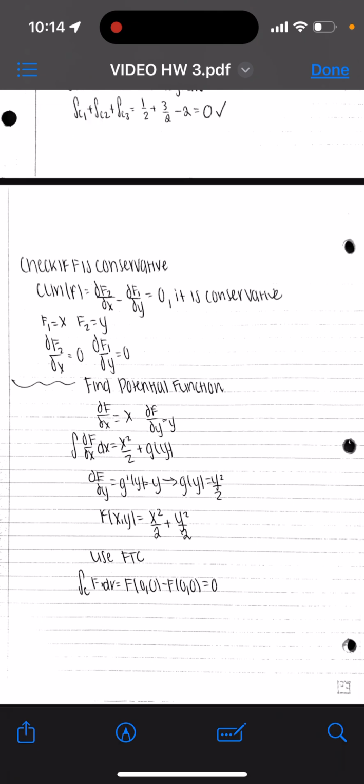Then we use the fundamental theorem of calculus. This states that the total line integral over the closed path C is f of endpoint minus f of start point. The end and the start point are the same since the path is closed, so the potential difference is 0. The total line integral of this question is 0. That is all. Thank you very much.